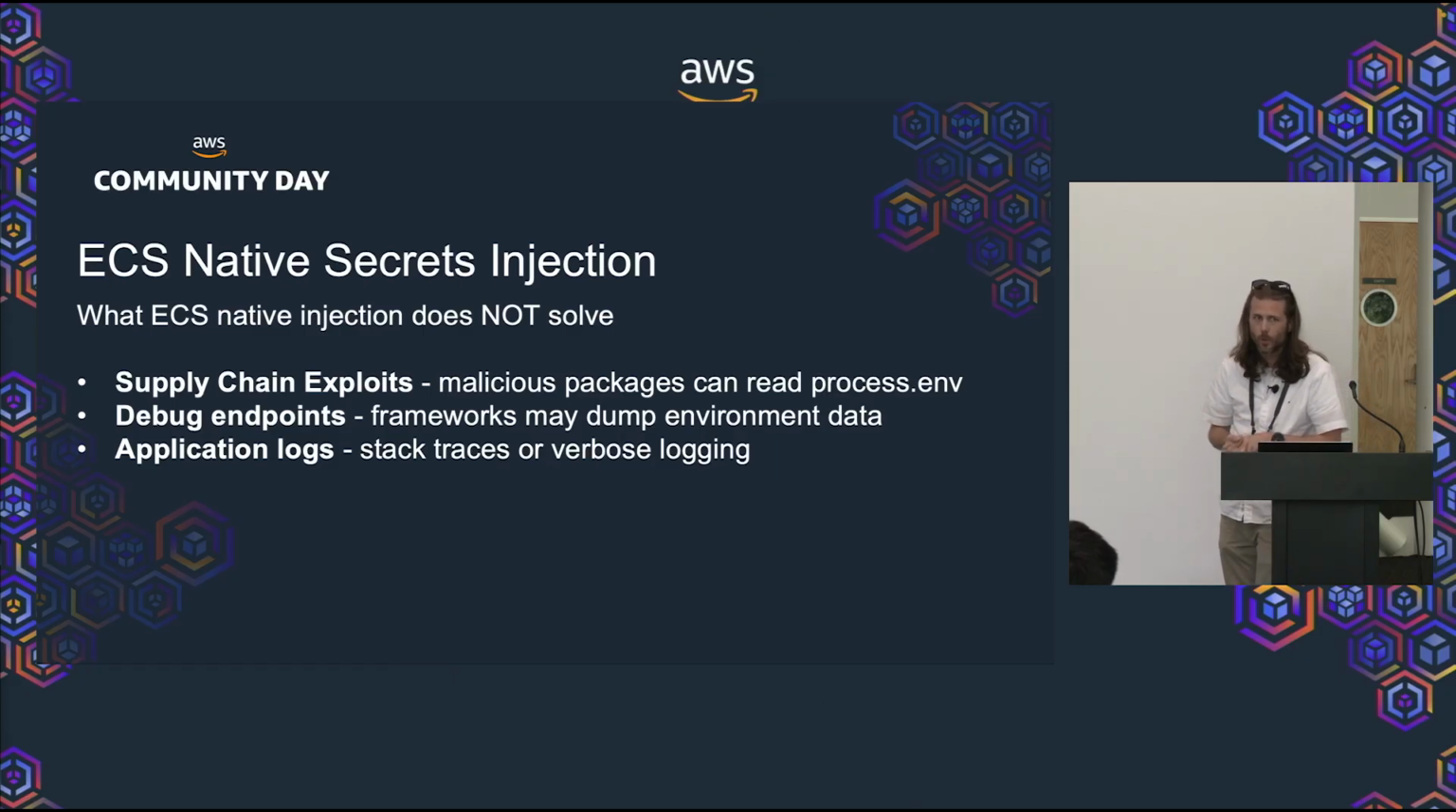Also, debug endpoints. Very common for frameworks to have some kind of local development debug mode, right? And it's very useful for local development, but if that's somehow enabled in a production build, an unhandled exception or some other thing can trigger a dumping of environment variables, right? And this would not protect your secrets because they exist as environment variables. And finally, application logs. Of course, your developers can always unintentionally log environment variables and thus expose your secrets.